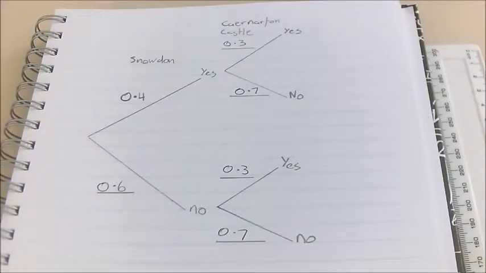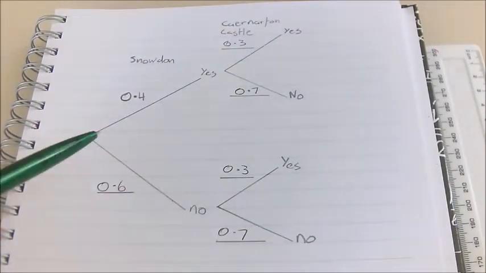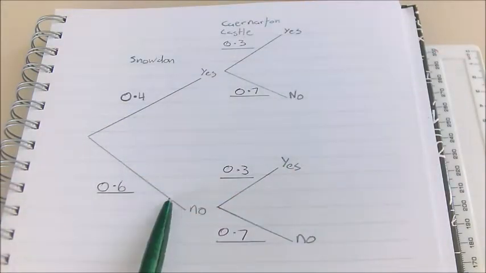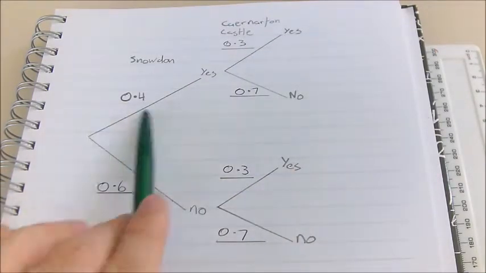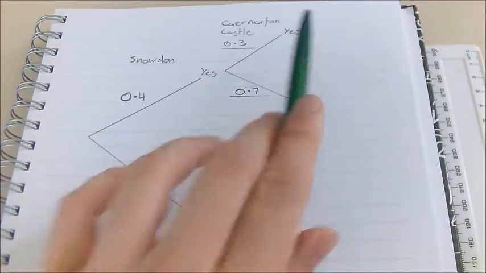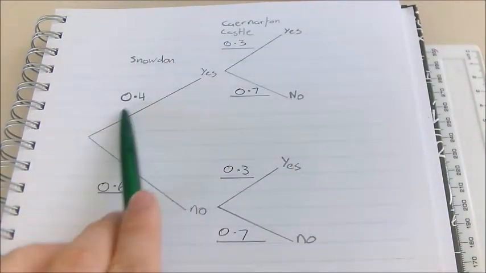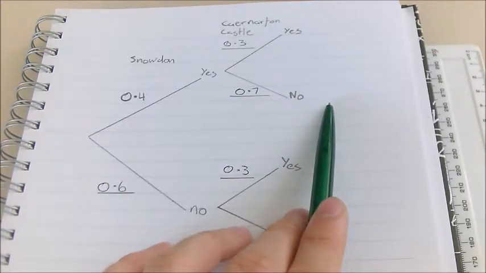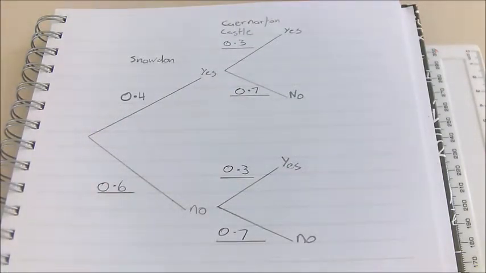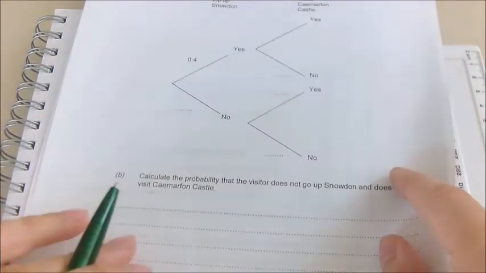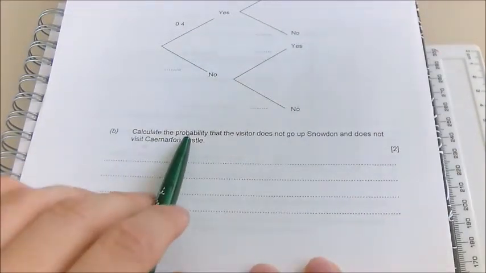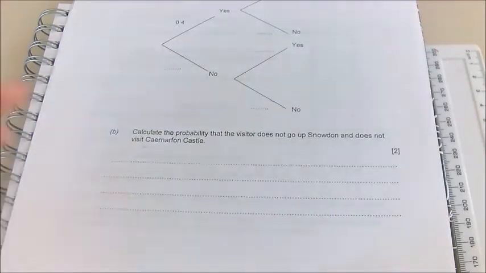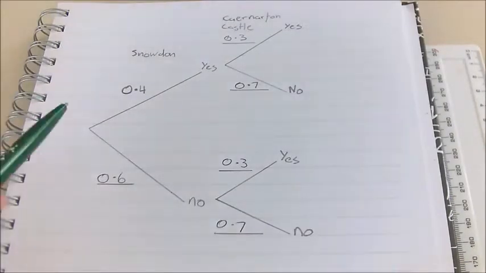Now, what might be helpful when it comes to the next step is to work out all the probabilities. So to go up Snowdon and Caernarvon Castle is 0.12 because you multiply them together. To go to Snowdon and not Caernarvon Castle, you multiply them together to get 0.28, and so on and so forth. Now the question reads, calculate the probability that the visitor does not go up Snowdon and does not visit Caernarvon Castle.